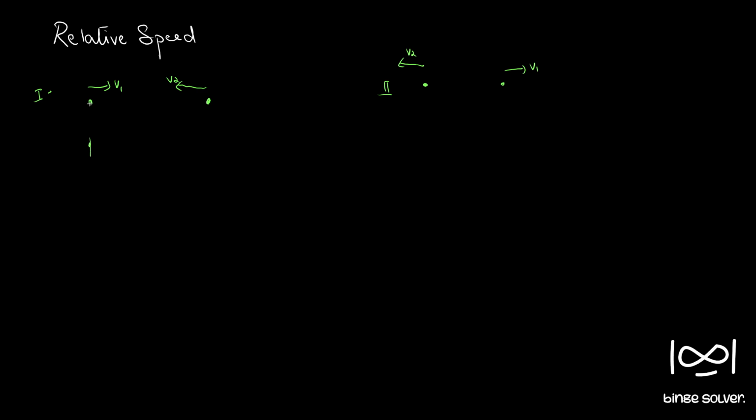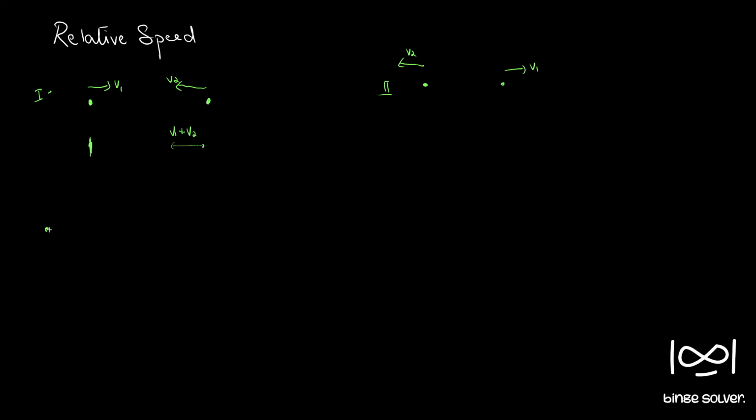If we assume that this person is stationary, then this person is moving at a much faster pace towards the stationary person, to be exact, at a speed of v1 plus v2. Since we assume that this person is stationary, when they are moving towards each other, the other person will be moving at a much faster pace. I'll give you an example.